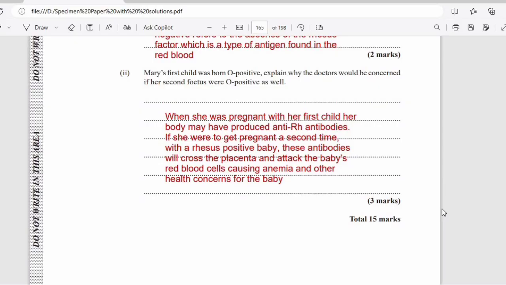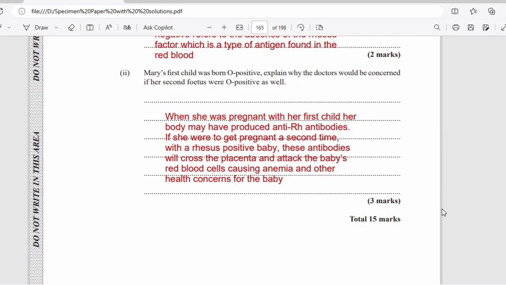Now, this might seem like a mouthful, guys, but basically what it's saying is because the mother's blood type was negative and the first baby's blood type was positive, the body would have seen that there is some incompatibility, so it would have produced some antibodies against rhesus positive. But it would not have done anything to that first baby. Now, if she got pregnant the second time and the second baby would be rhesus positive, those antibodies that would have been produced first will attack this new baby.